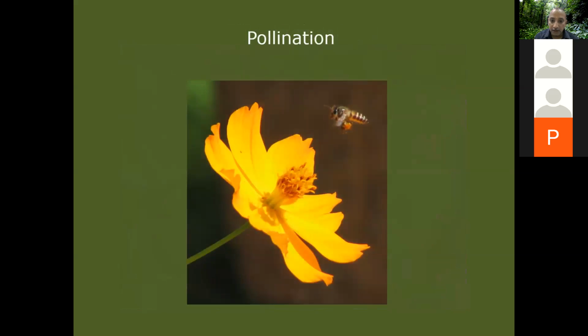So for example, you can see in this honeybee, there is a yellow part in the leg. So that is the pollen basket. So they will carry the pollen in the leg. So when they visit another flower, this honeybee will fertilize the other flower with the pollen from this plant. So this is the mechanism of pollination.